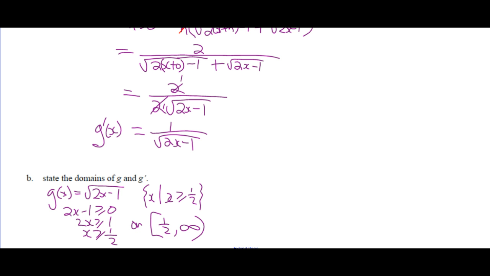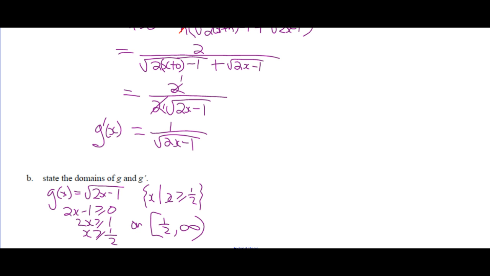Yeah, there should be an x belongs to the reals in there or something. So what's the domain of g prime of x? It's the same thing, but because it's on the bottom, the root of 2x minus 1 can't be equal to 0. Yeah, so it's the same thing, right? Except we can't have a 0 here. You can have a 0 here, who cares? But you can't have a 0 here.